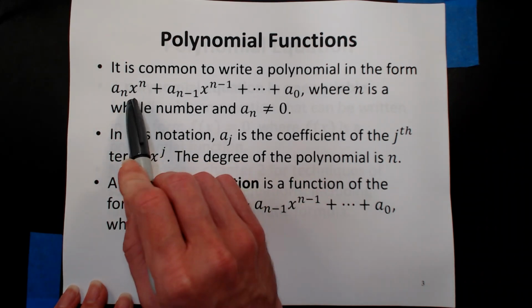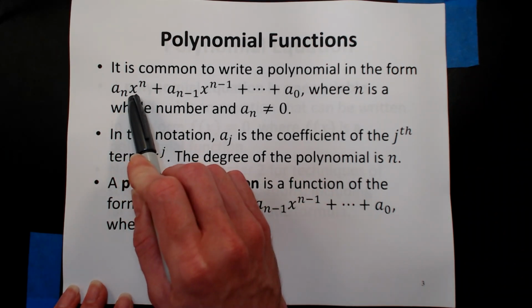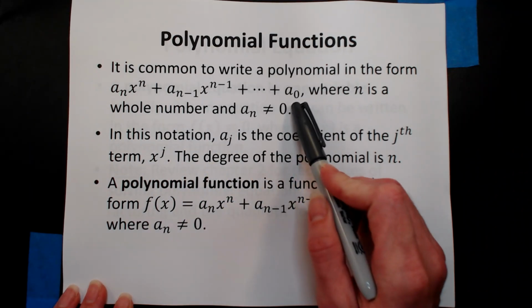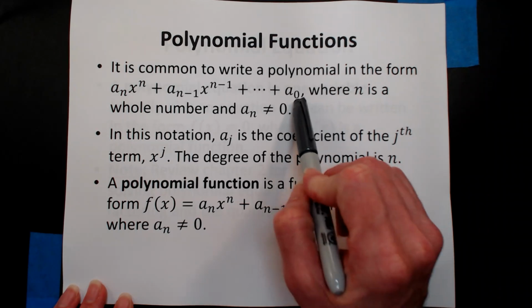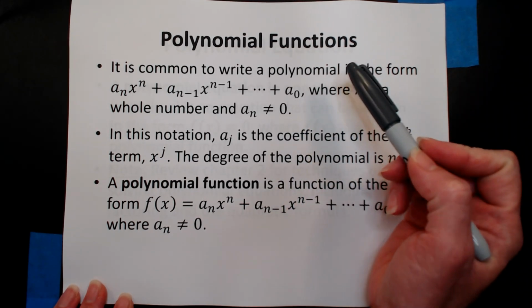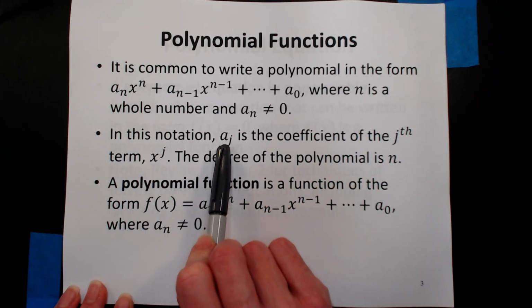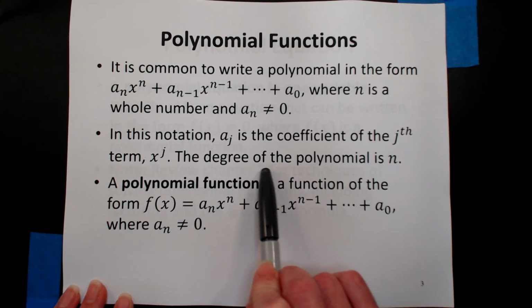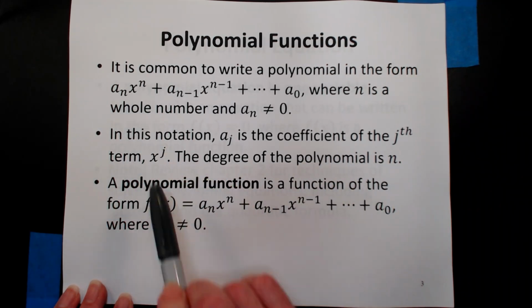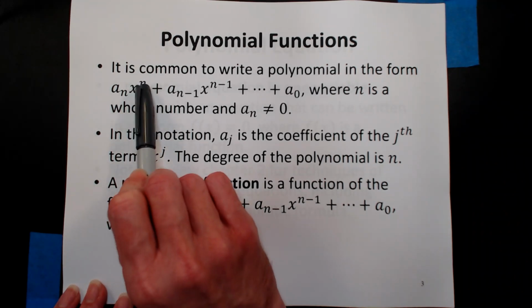We don't know where it starts, at what power. We'll just call it n. We don't know where it ends. We'll call it anywhere from here with the rest of the coefficients. It could have a constant term. The constant term could be 0. In this notation, a sub j is the coefficient of the jth term, x to the j. The degree of the polynomial is n. It's the largest power of x.